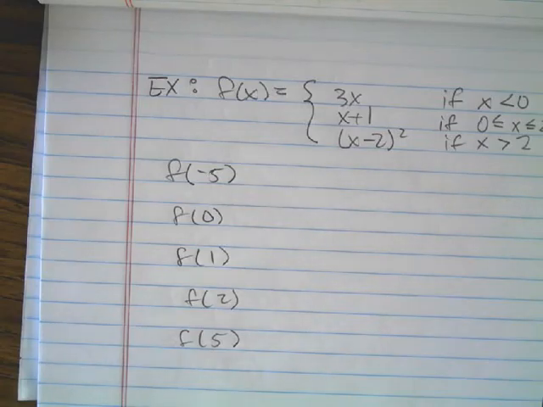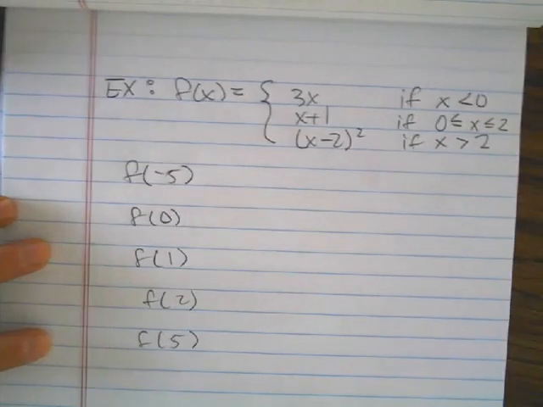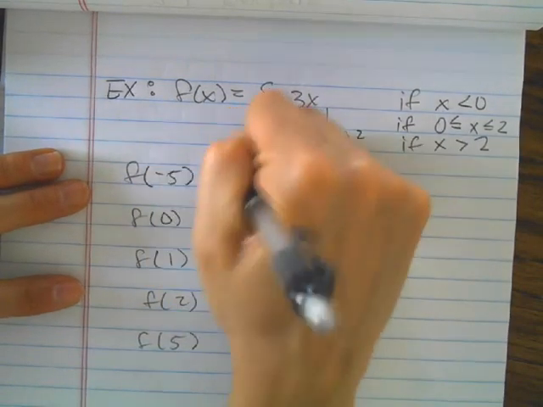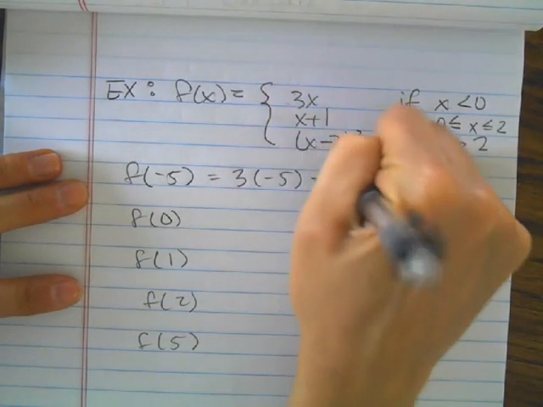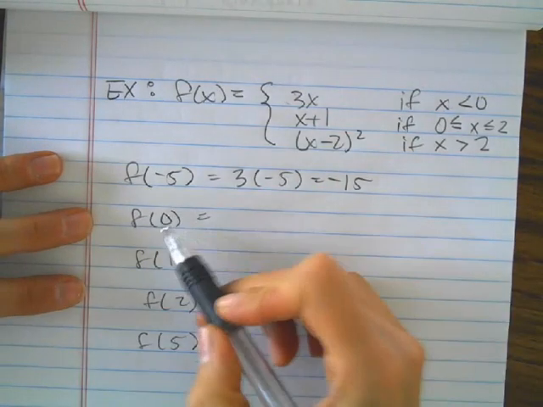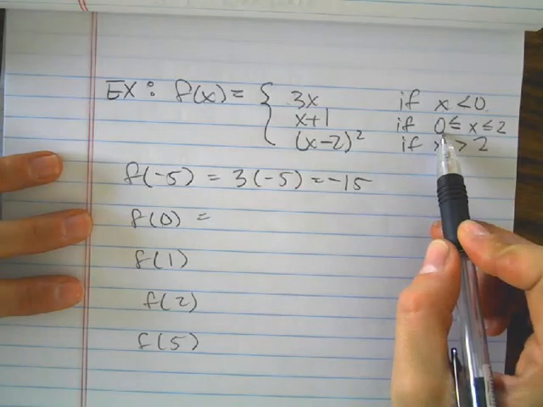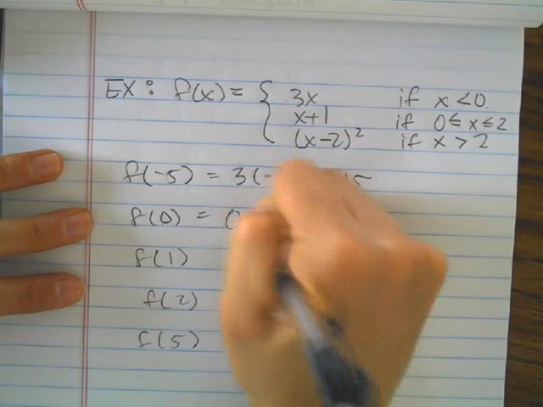So I'm going to check the right to see where they belong. -5 is less than 0, so it belongs in here. So I write 3 times -5, which gives me -15. That one was easy. Now 0. Is 0 less than 0? No. Is 0 less than or equal to 0? Yes, it is. So I put it here. So 0 plus 1 equals 1.